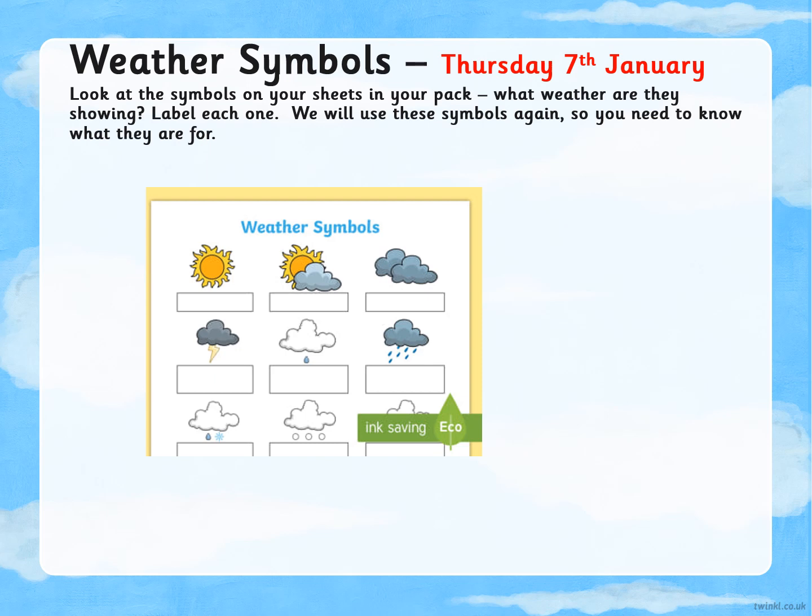This is your job for Thursday afternoon. In your packs, you've got a little sheet that has these weather symbols. Have a look at the pictures. What kind of weather do you think each one's for? Write a label underneath. Just to let your mums and dads know, there are some answers on the sheet too to help you.